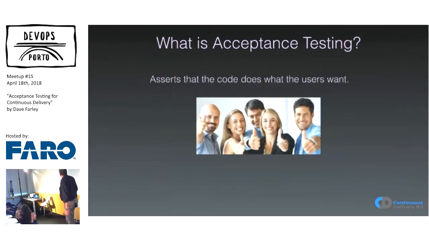Everybody happy so far? So what is acceptance testing? We want to assert that the code does what the users want the code to do. One of the really cool things about this is that we can start building this into our development process, and we can start treating these things as executable specifications of the behaviour, and as automated definitions of done, and all this kind of stuff.